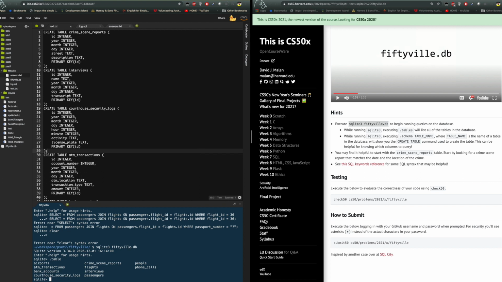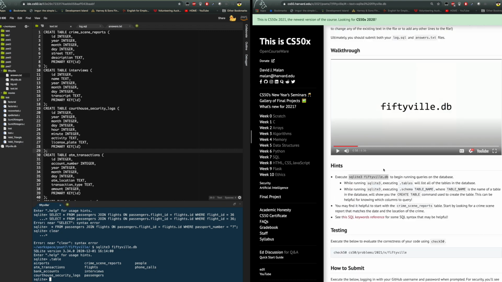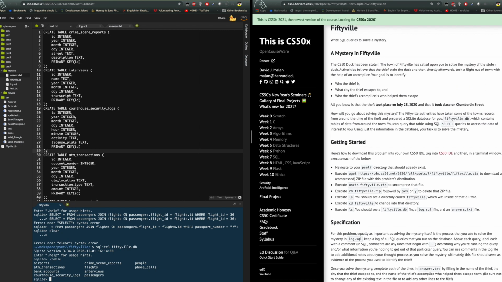So we have 1, 2, 3, 4, 5, 6, 7, 8, 9, 10 tables: airports, ATM transactions, bank accounts, courthouse security logs, crime scene reports, flights, interviews, passengers, people, phone calls. From them we need to find three things: who the thief is, what city he escaped to, and who helped him. After you submit your answers with these two persons and one city, that means you completed your task.